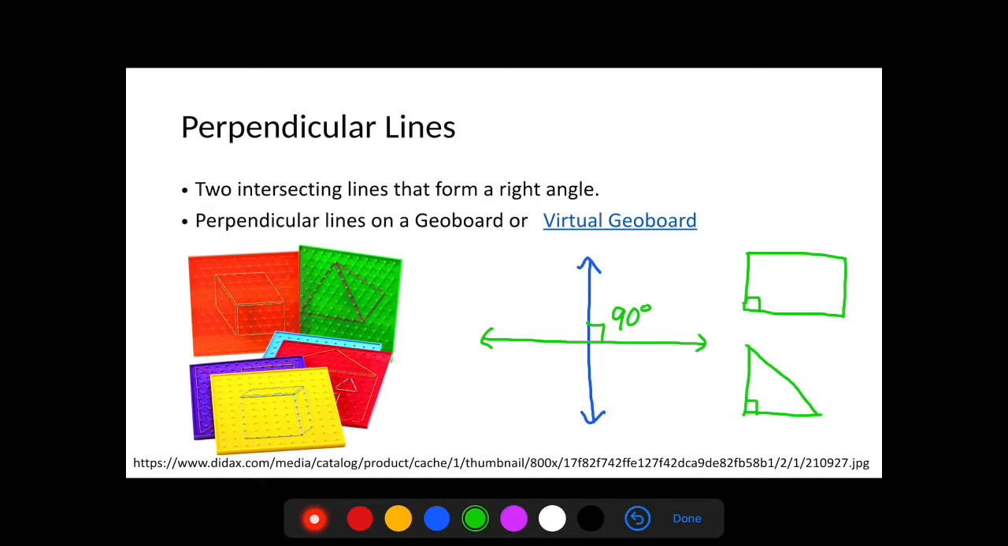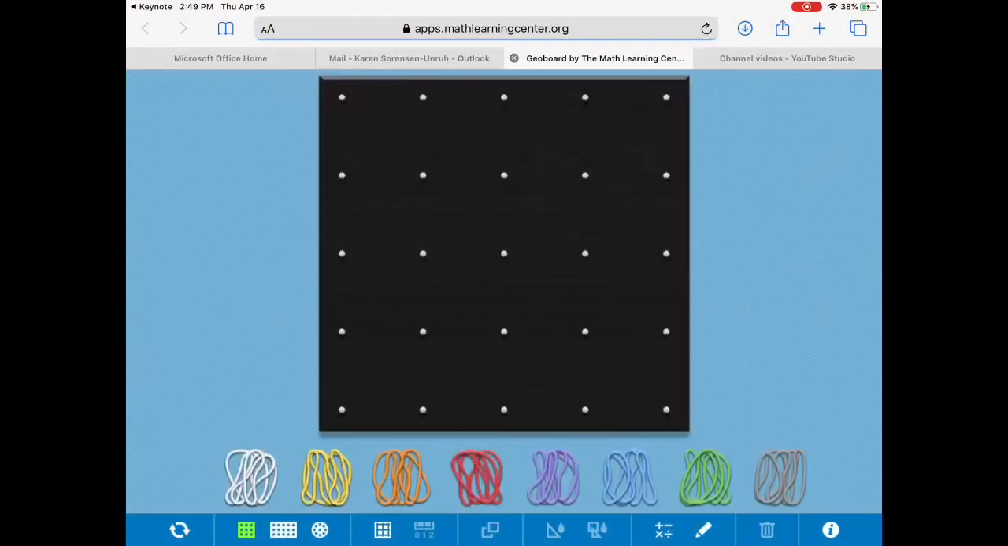And students might need to create perpendicular line segments when they're using the geoboard to work with polygons. So geoboards are just usually a plastic square with either a square grid or a triangular grid on it, and you have a whole bunch of rubber bands that you can stretch to form line segments. Let's work with a virtual geoboard.